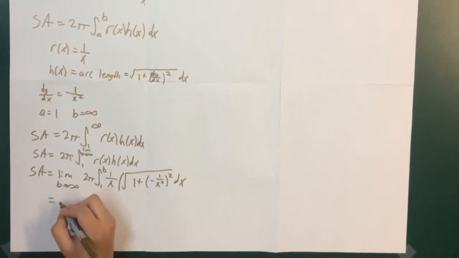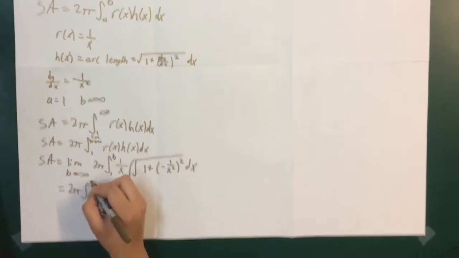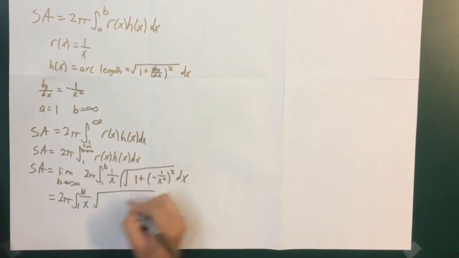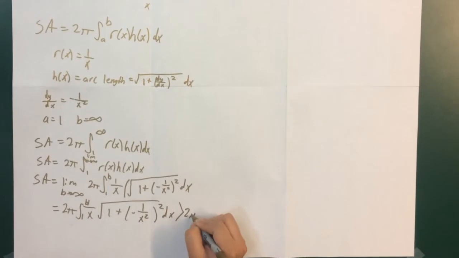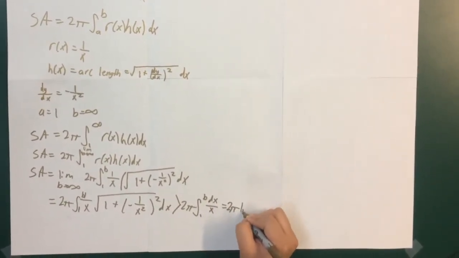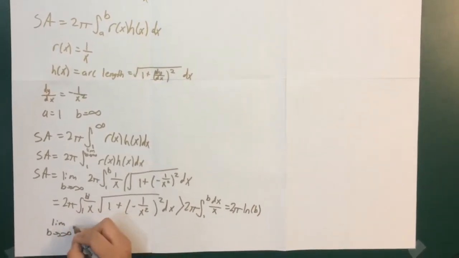2 pi integral of 1 to b of 1 over x times radical 1 plus negative 1 over x squared dx must be greater than 2 pi integral 1 to b dx over x, which is equal to 2 pi natural log of b. As such, the limit as b approaches infinity of 2 pi natural log of b is equal to 2 pi natural log of infinity, or infinity.